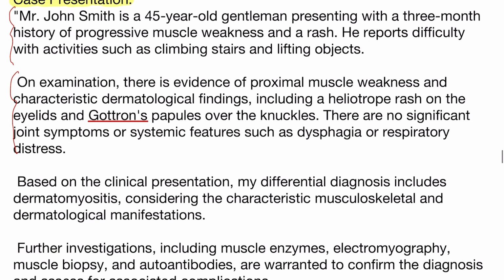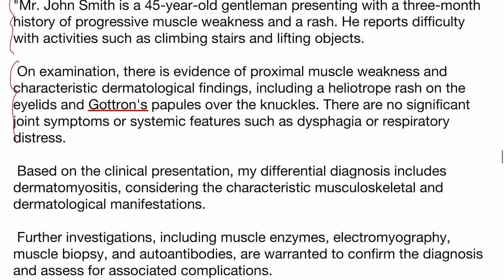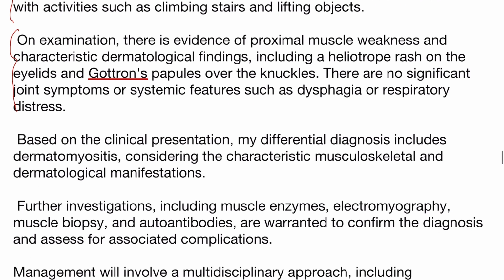So in this case, on examination, there is evidence of proximal muscle weakness, and we have characteristic dermatological findings, which include a heliotrope rash on the eyelids and Gottron papules over the knuckles, and there are no significant joint symptoms or systemic features such as dysphagia or respiratory distress. And then, on the third part of your presentation, we'll talk about some differential diagnoses.